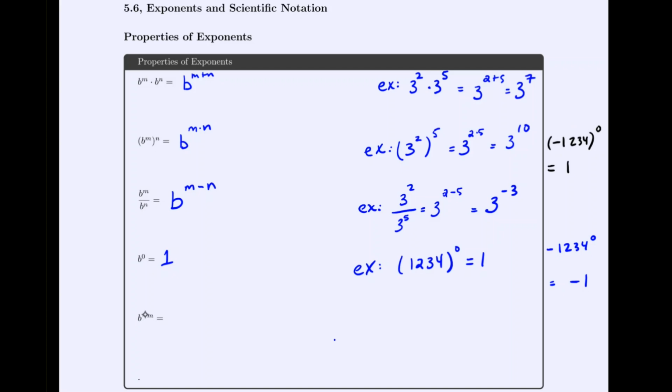Finally, if you've got some base raised to a negative exponent, then you can rewrite that as 1 over the same base, but to the positive version of the exponent. So for instance, 3 to the negative 5 is equal to 1 over 3 to the fifth power.